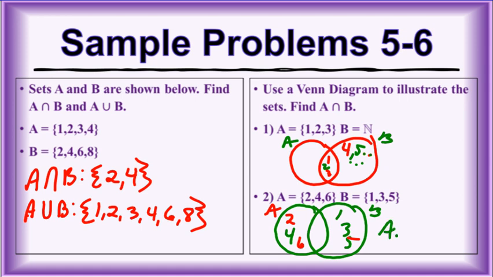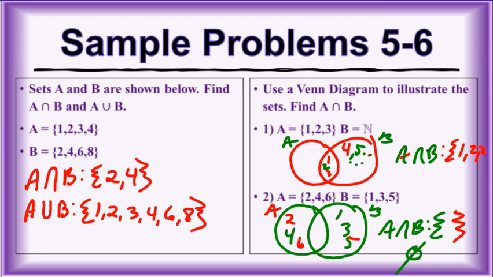So we would say that the intersection of A and B would be an empty set, or you can just put a 0 with a slash through it. Up here, the intersection of A and B, we would just say 1, 2, and 3.